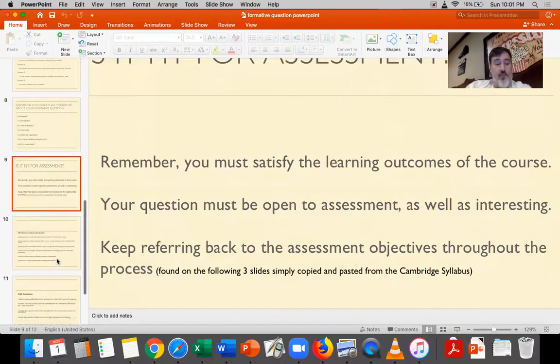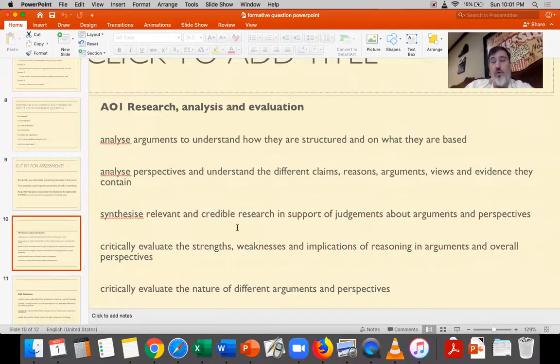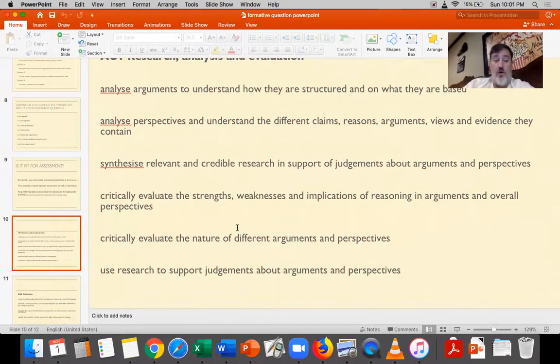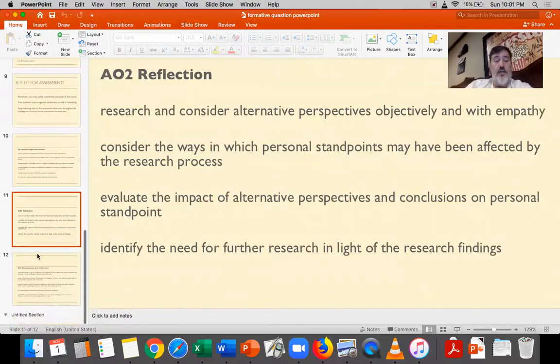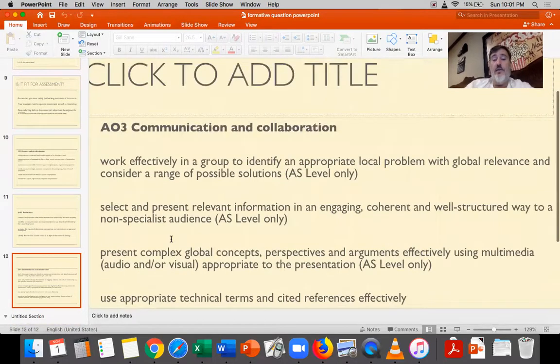The assessment objectives, there are 3. Research, analysis, and evaluation is 1. Analyzing arguments, understand how they're structured, analyze perspectives, and understanding the different claims, reasons. We went through these, and I have them all listed here. I'm not going to read them all out. The next is reflection, and then, of course, communication and collaboration.